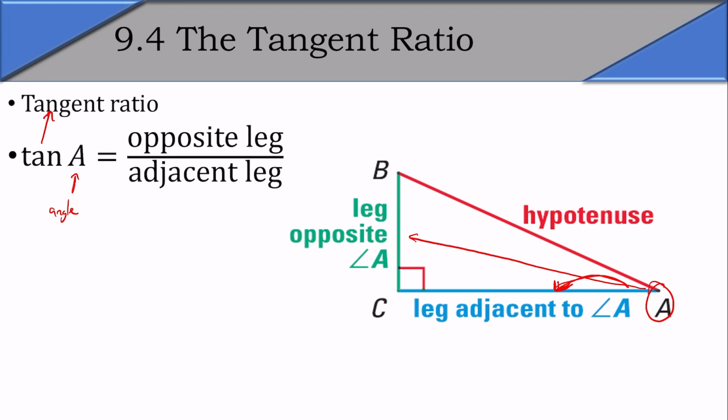Now the other thing is we have to say which angle we're using, because if I used angle B, the opposite leg would be AC, which was adjacent for angle A. So we have to specify which angle we are using. And for this year, we are just using the acute angles, never the right angle.